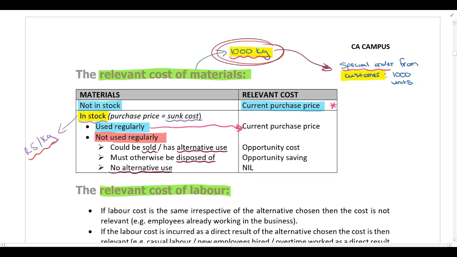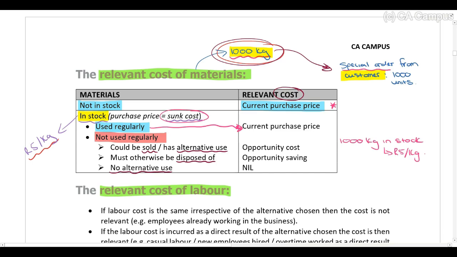And depending on what you answer, that will determine what my relevant cost is. So let's look at the first one. Let's say I tell you that the 1,000 kilograms are sitting in stock, and we purchased them in the past for 5 Rand a kilogram. So we can't use the 5 Rand a kilogram because that's a sunk cost.